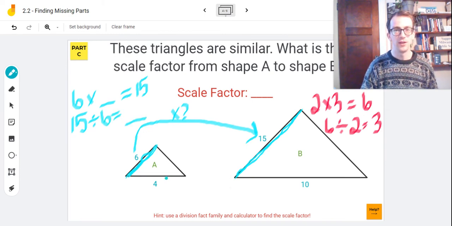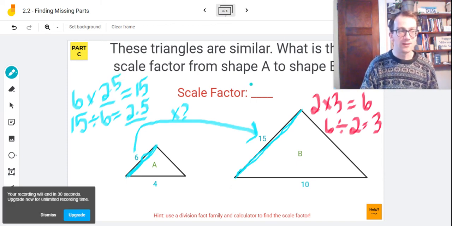Remember when I said, don't be afraid of using calculators this unit. I don't know what 15 divided by 6 equals. So pause the video here, go type it into a calculator. I'll give you a second. Once I type it into my calculator, I find out that 15 divided by 6 equals 2.5, which then means that I know that 6 times 2.5 equals 15. And that also means then that the scale factor is 2.5.